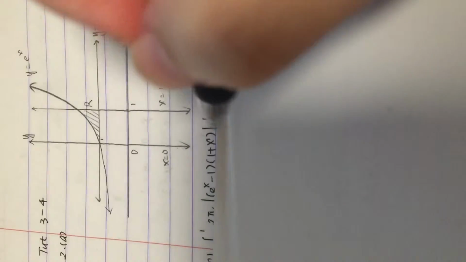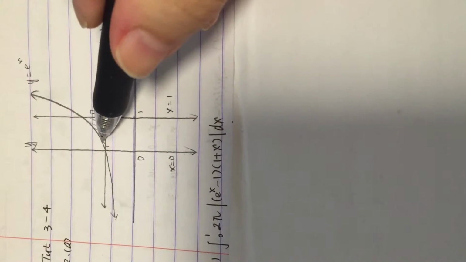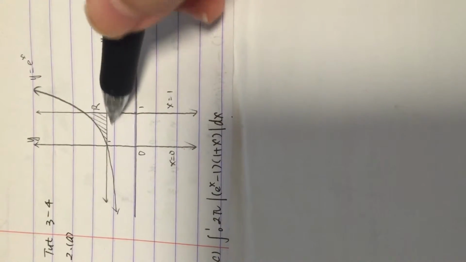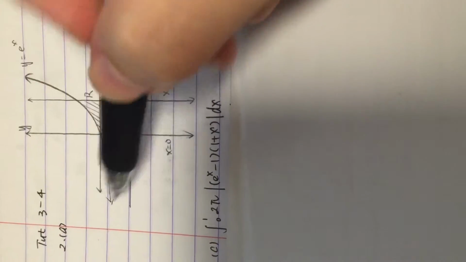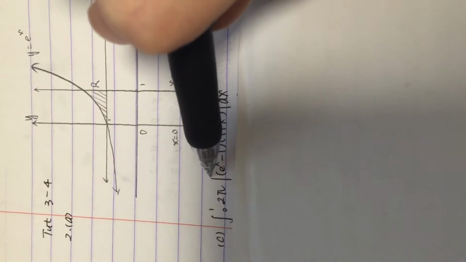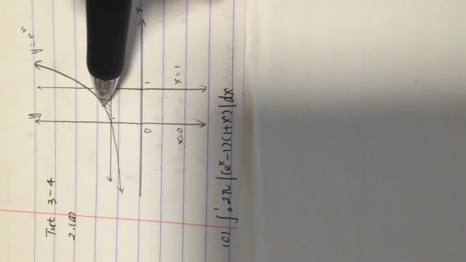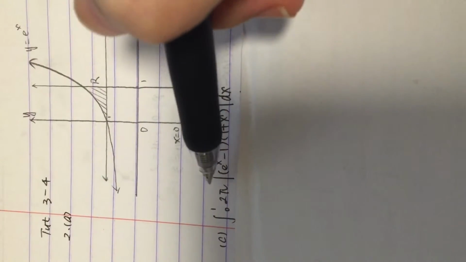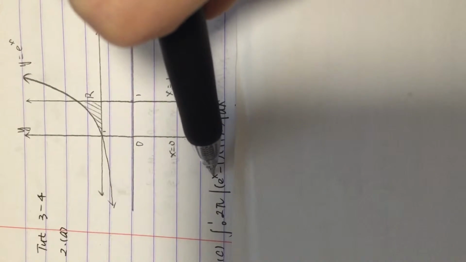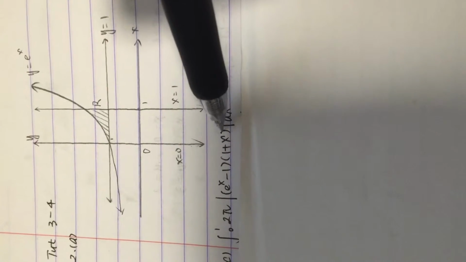So its area, sorry, its volume would be from 0 to 1 here. 2 pi times the absolute value, because we don't have a minus value for its volume, e to the power of x minus 1 times 1.